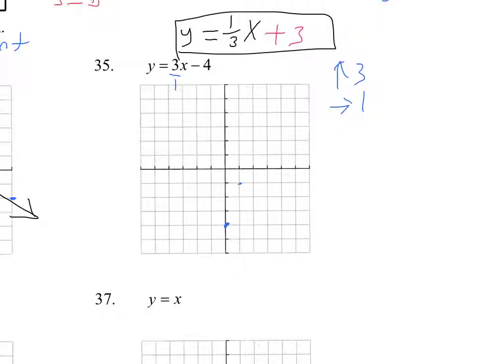Let's do that a few more times. So up 1, 2, 3, over 1, up 1, 2, 3, over 1. And there you go. You can see what your line is going to look like. So you want to take a straight edge. Whew, that's not a very good line at all. And you want to connect those dots.